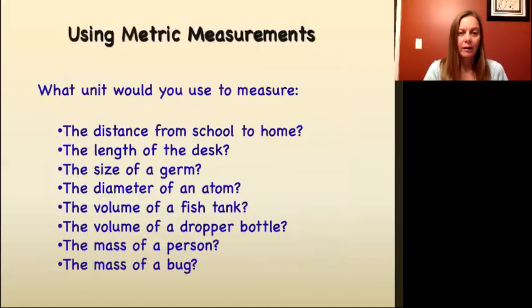Okay, so using metric measurements. We'll talk about these in class. If we were to measure the distance from school to home, are we going to use meters? Are we going to use centimeters? What makes sense here? Probably something like a kilometer. If we're measuring a desk, maybe meters. But if we're measuring a germ, now we're looking at micrometers. Diameter of an atom, now we're looking at picometers. So it's important that you understand what these prefixes mean so that we can think about how large or small an object is and what would be the appropriate unit for it.